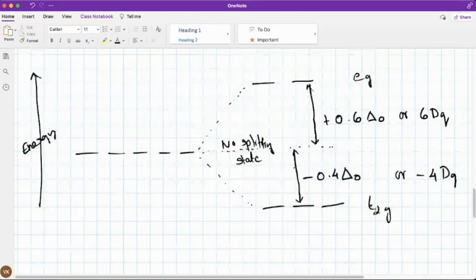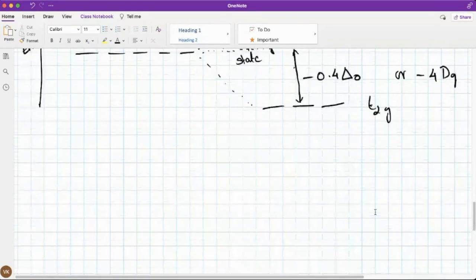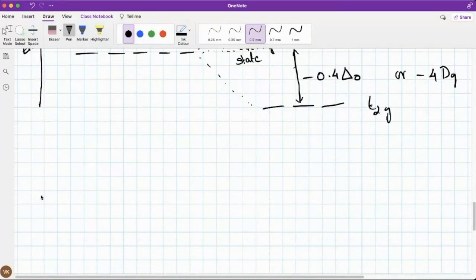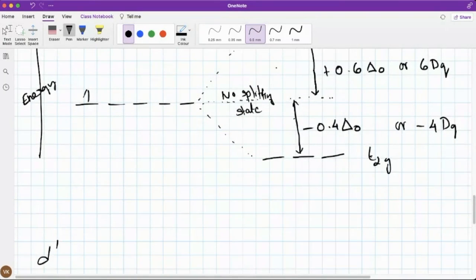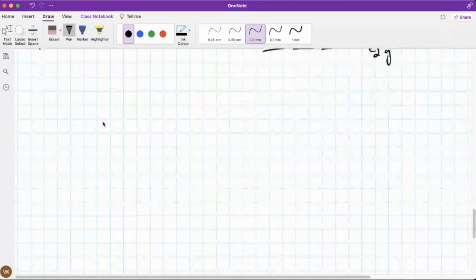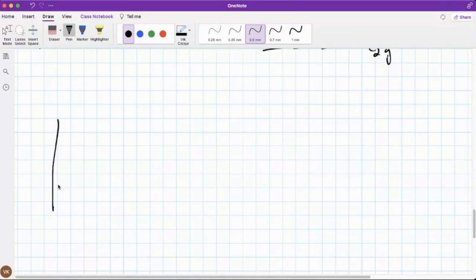Now let's say I have d1. So now I have one electron in the d orbital, and they undergo splitting. Let's draw the figure again, so that it can be used.